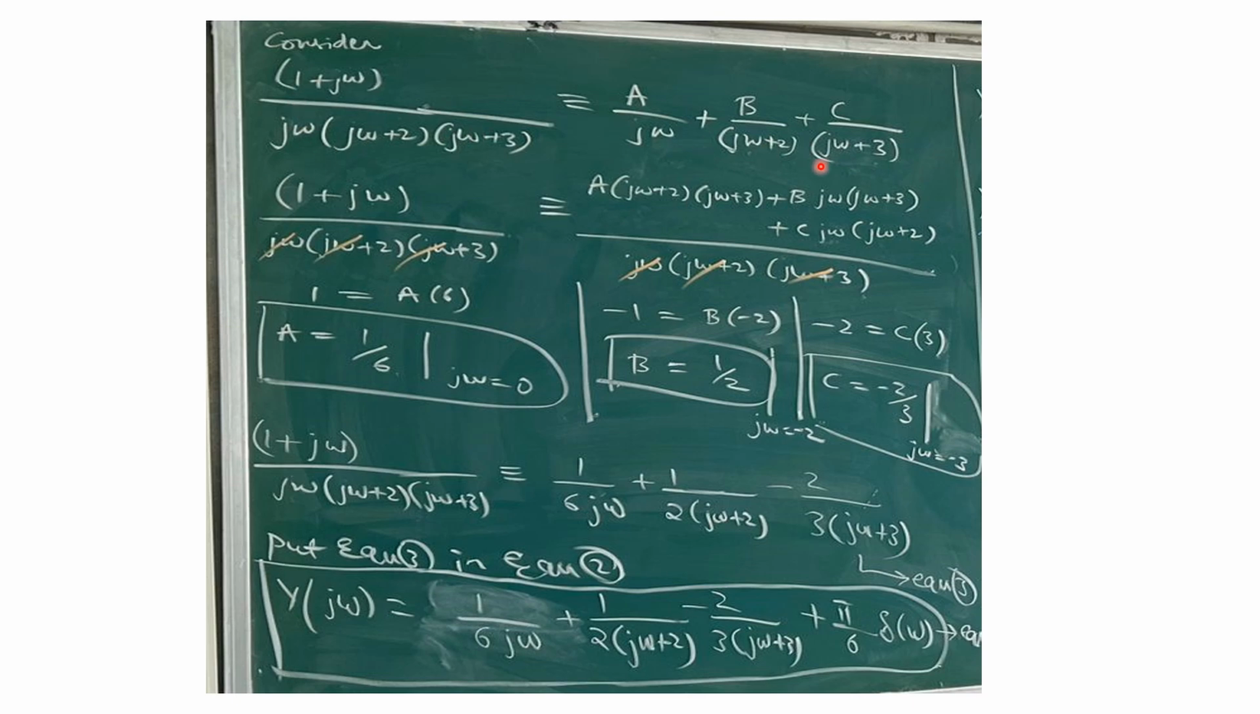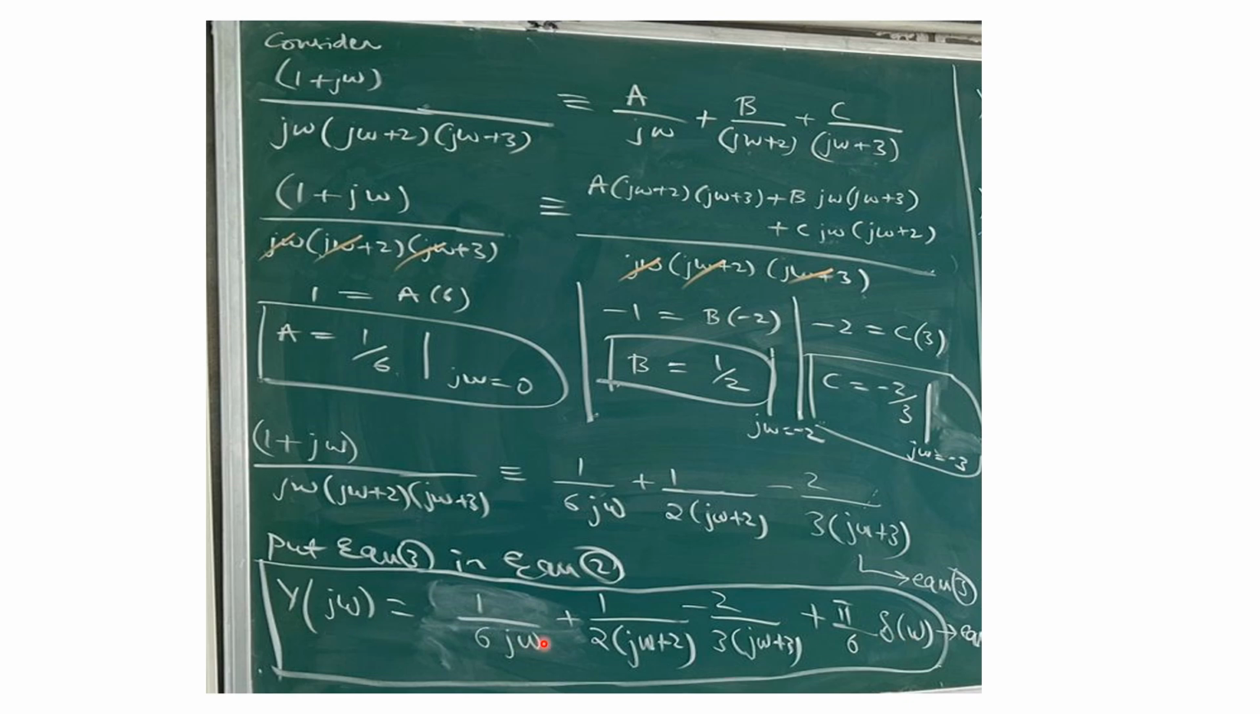Now considering the remaining part of the expression, we solve it using partial fractions. Since we have three different factors, j omega, j omega plus 2 and j omega plus 3, it is A by j omega plus B by (j omega plus 2) plus C by (j omega plus 3). Using partial fractions we find the values of A, B and C, and resubstituting them gives the independent terms: 1 by 6 j omega plus 1 by 2 of (j omega plus 2) minus 2 by 3 of (j omega plus 3). So substituting this part of the expression in the main equation, we get the value of Y of j omega.